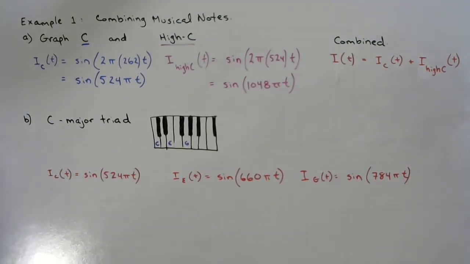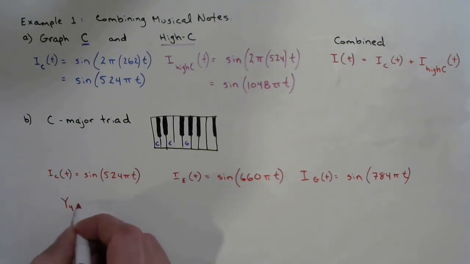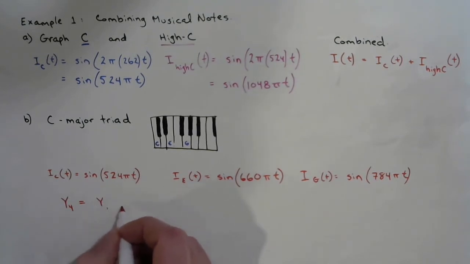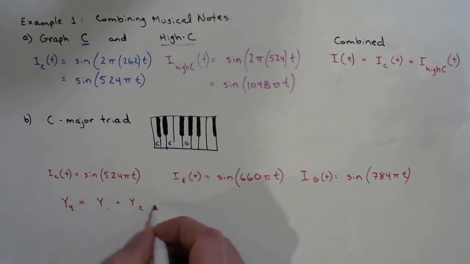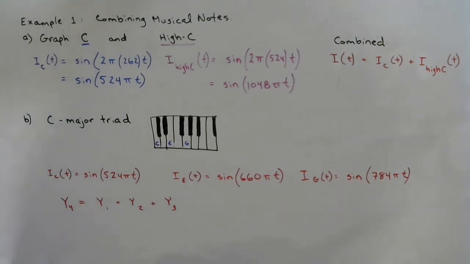All right, now all we need to do is graph it using the superposition principle, in which case for its combined function, I'm just going to call it y4 because that's what it's going to look like when I'm on Desmos, and all it is is y1 plus y2 plus y3, where the intensity function for C is y1, for E is y2, and for G is y3. Let's go ahead and graph that and talk about it a little bit.